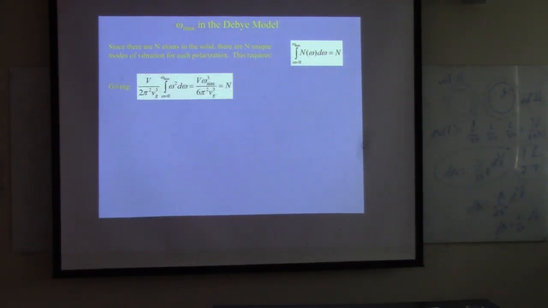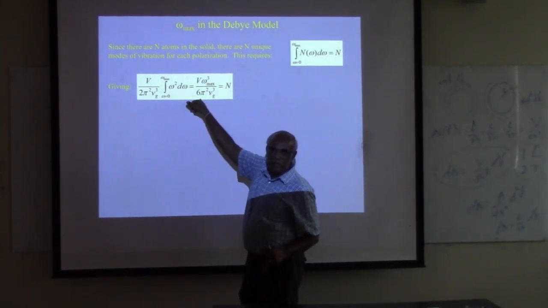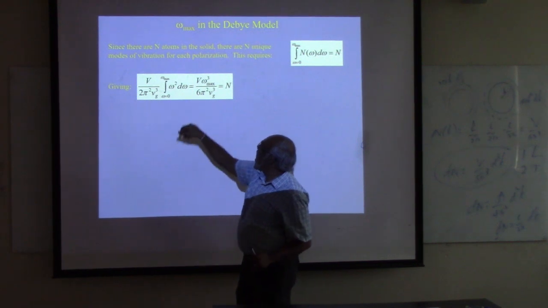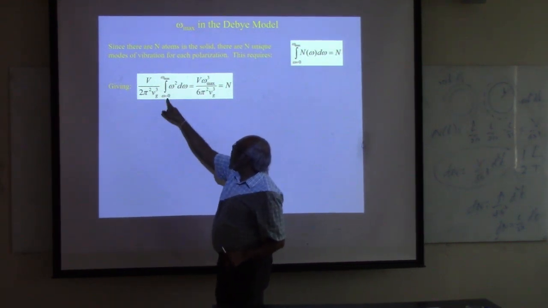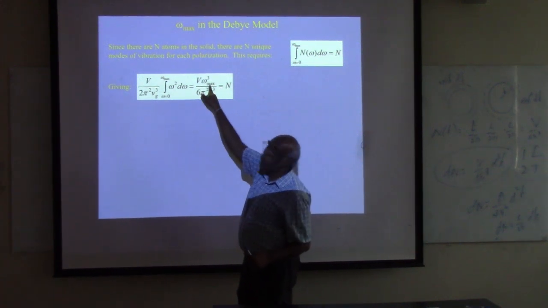We knew that function. Remember, n(omega) was this one, a constant times omega squared. Now you know how to integrate this one. Very simple, right? Omega squared becomes omega cubed over 3, so that's why you get 6 here. Then you substitute 0 to omega max, and that should be N.